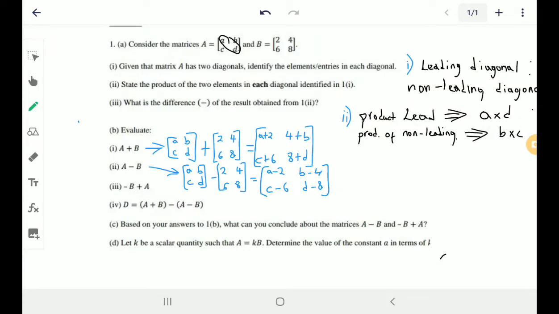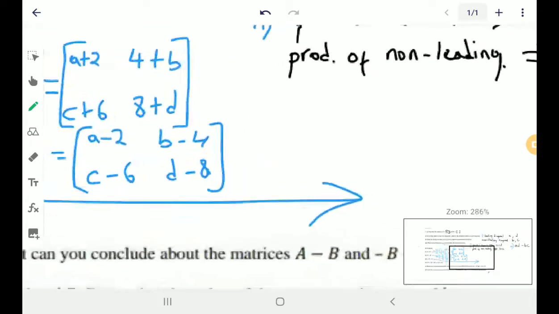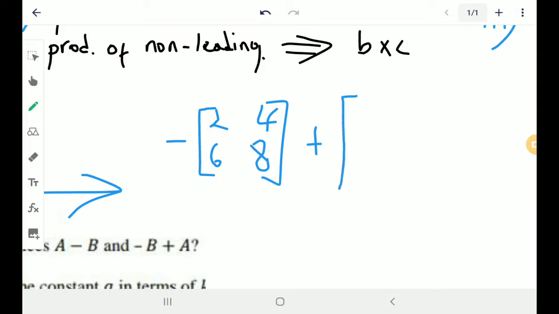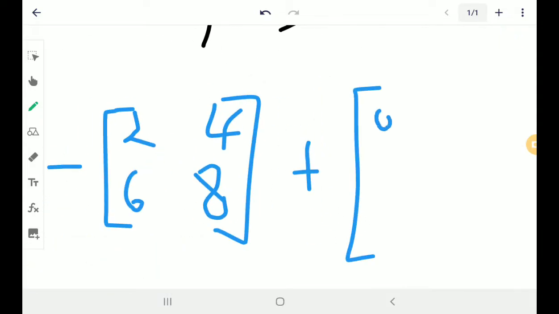Alright, so what is negative b plus a now? Let's do that over here. Have a little space there. So negative b plus a. So remember, negative b is basically finding the negative of b, which are the elements 2, 4, 6, and 8, plus a. We know the elements are already a, b, c, and d.